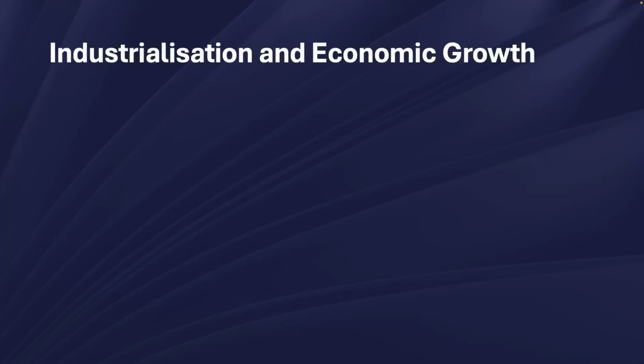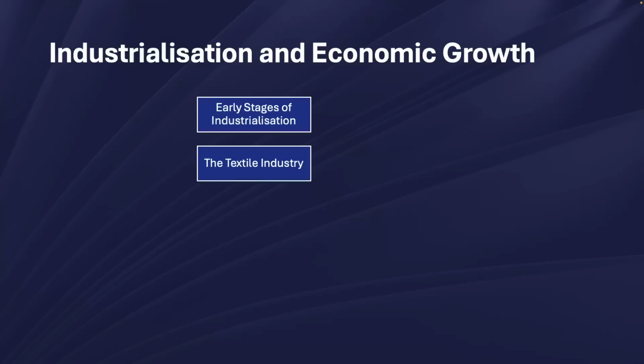Let's begin with industrialization and economic growth. Britain's Industrial Revolution begins in the late 18th century and is accelerated in the early 19th century. It transforms the economy from one that was primarily agricultural and handicraft-based into one that became dominated by mechanized production as well as factory-based manufacturing. One such example of this was the textile industry. This was at the forefront of this transformation.